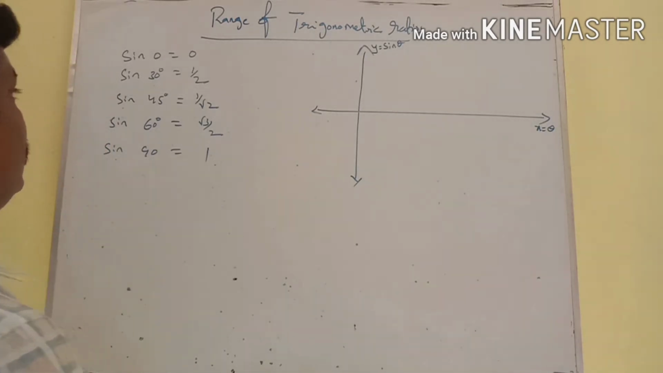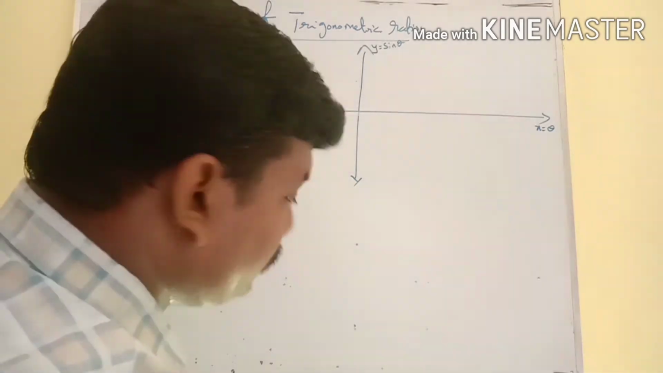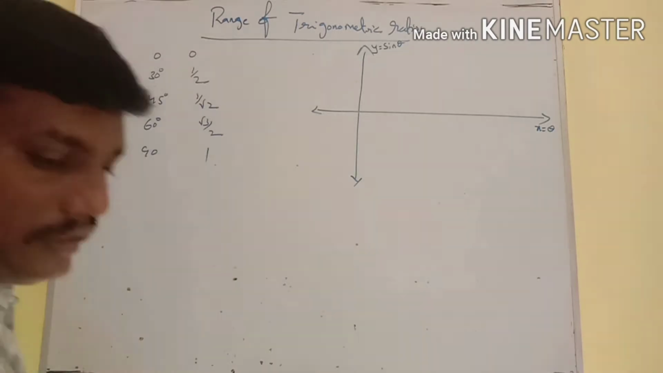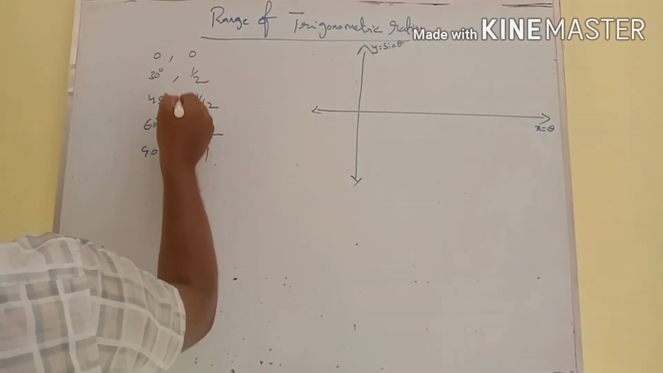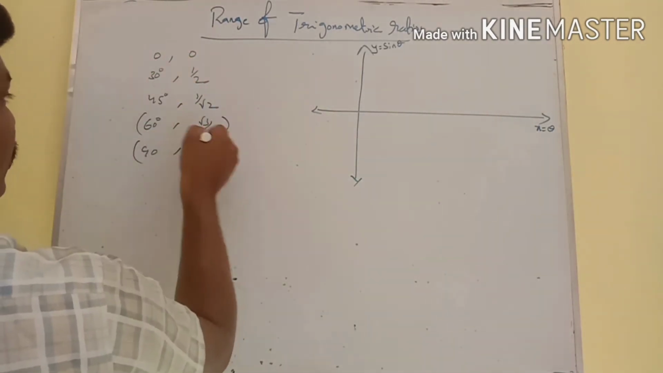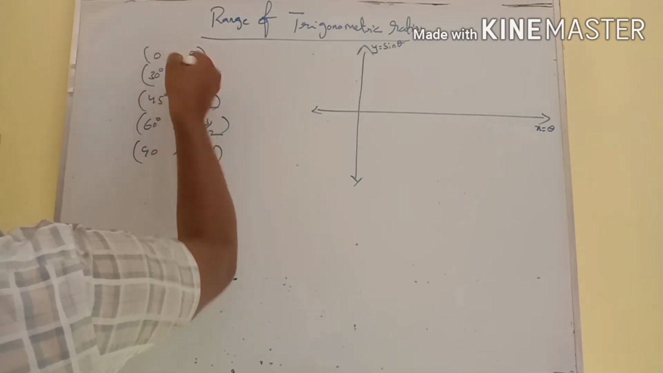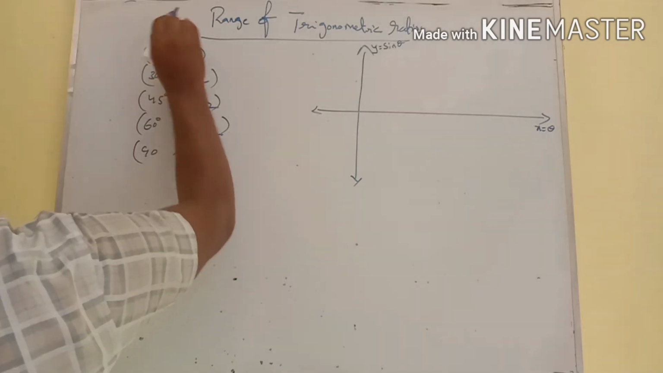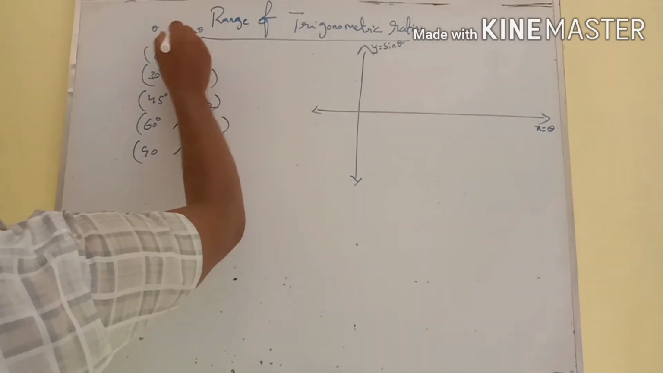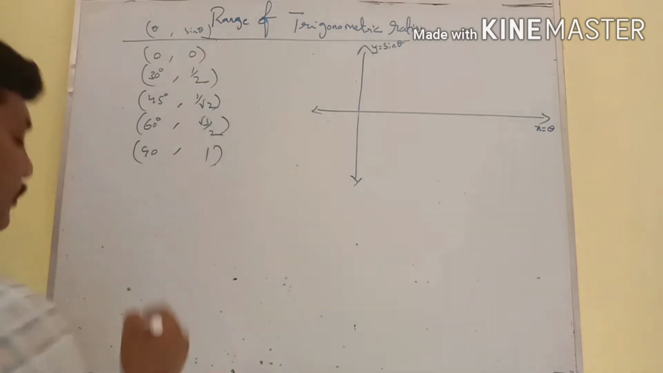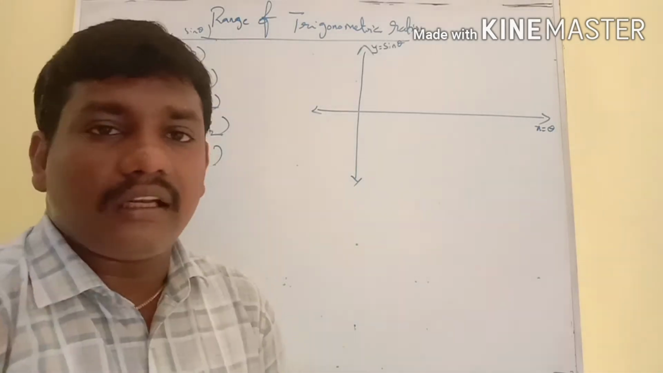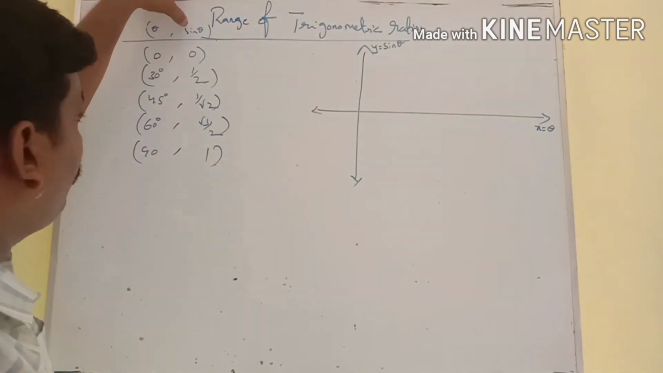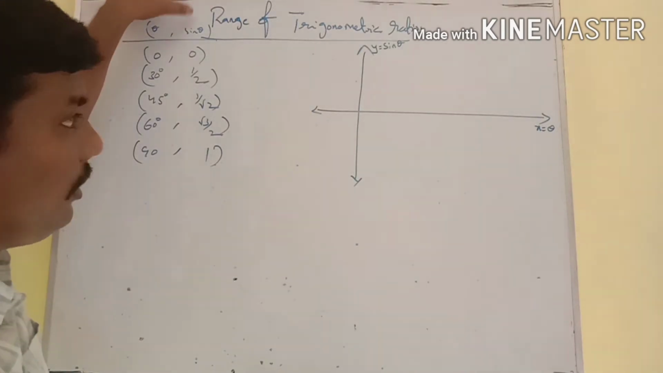From these values, for 0 degrees and 30 degrees and so on, we can take them as ordered pairs. The first value represents theta, the second value represents sin theta. Theta is nothing but the angle, sin theta is nothing but the value. So I am going to consider theta on the x-axis and sin theta on the y-axis.